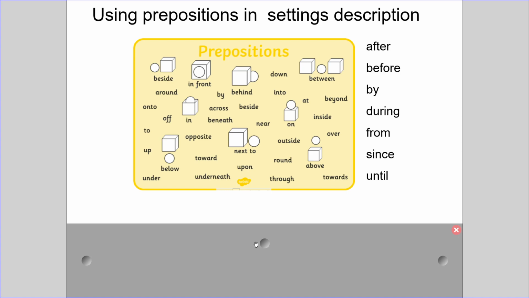Okay, let's see if you could remember some of these. So, in our yellow box, we've got our prepositions of space. You might have something like opposite, underneath, on, inside, between, through, or any of these words would have been fine. And our prepositions of time, things like after, before, by, during, from, since, until, saying when these things happen.